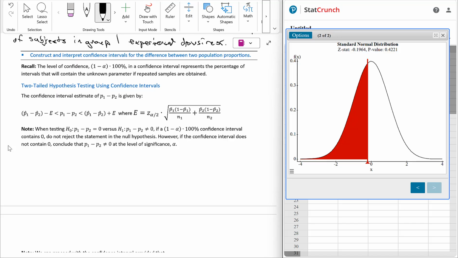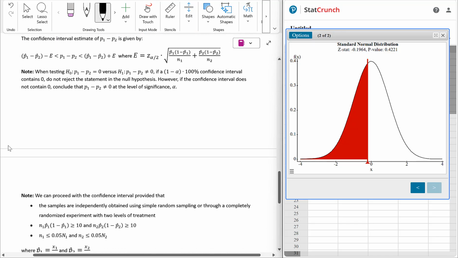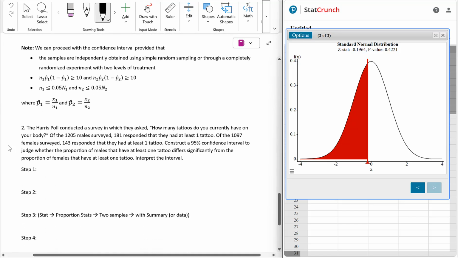So again, this one is a little bit easier. We are just looking for whether or not 0 is in the interval. Is 0 a possible value for that difference? Note, we can proceed with the confidence interval provided that same requirements as before for the hypothesis test. Samples are independently obtained using simple random sampling or through a completely randomized experiment with 2 levels of treatment. N sub 1 times p hat sub 1 times 1 minus p hat sub 1, and n sub 2 times p hat sub 2 times 1 minus p hat sub 2 are both greater than or equal to 10. And n sub 1 and n sub 2 are less than 5% of their respective populations.